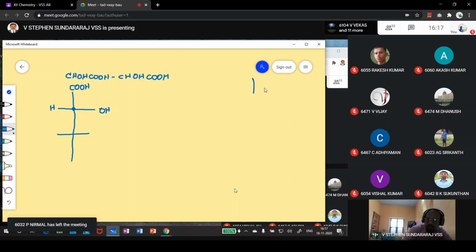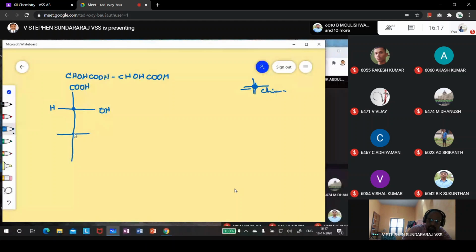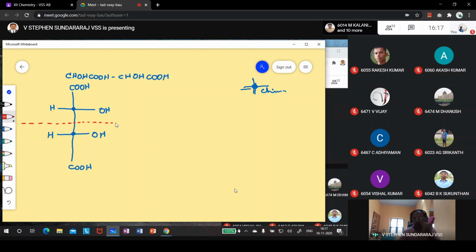According to the Fischer projection formula, H, OH, COOH. Now I am drawing with the red color. You imagine a plane here, three-dimensional, because what I have drawn is three-dimensional. Look at my video: the top will be like this, and the bottom will be like this. The Fischer projection formula converts 3D into 2D by assumption, that is okay.